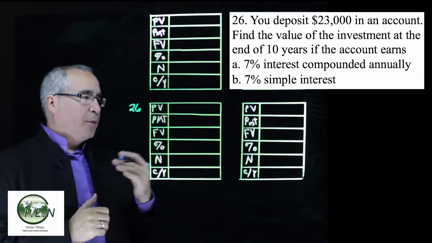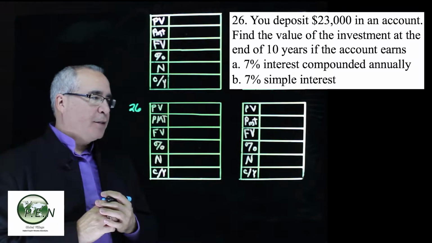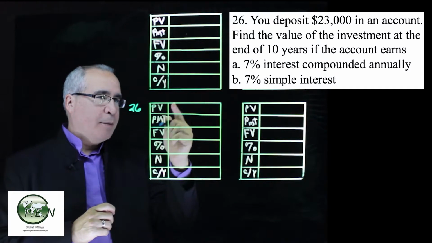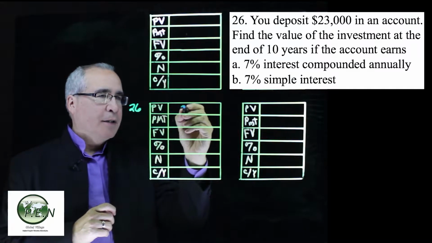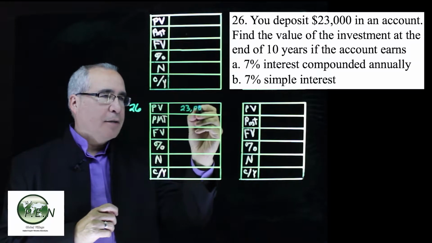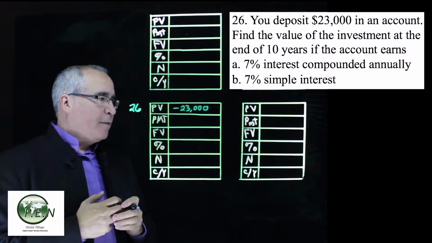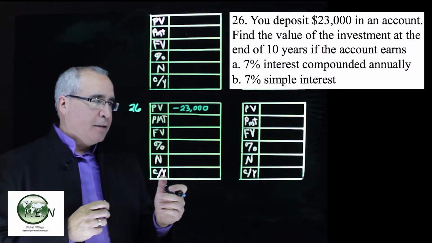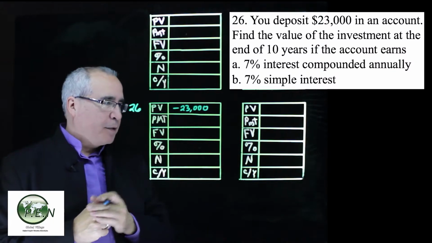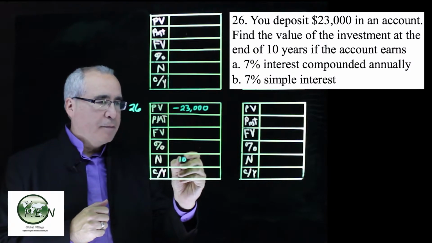Okay, so question 26. Here we go. We're going to deposit $23,000 into an account. So that's a one-time deposit. That's a present value, $23,000. And it's negative because it's money that went away from us. Find the value of the investment at the end of 10 years. Okay, we'll come back to that. That's going to help us with this calculation.